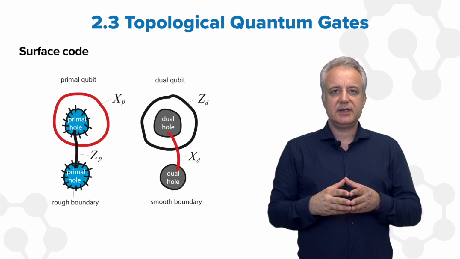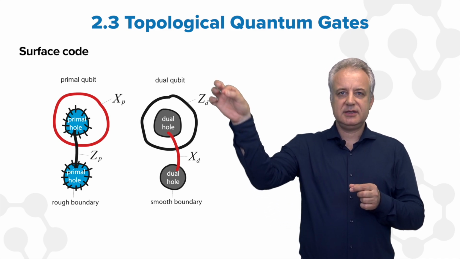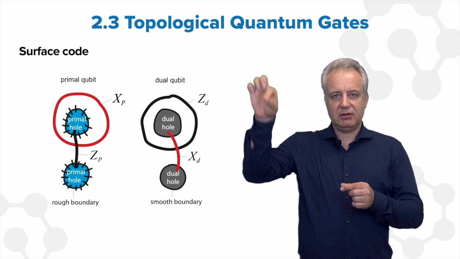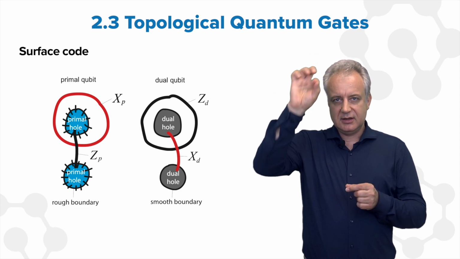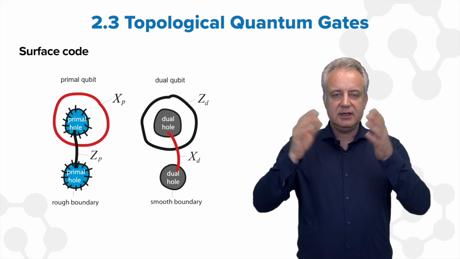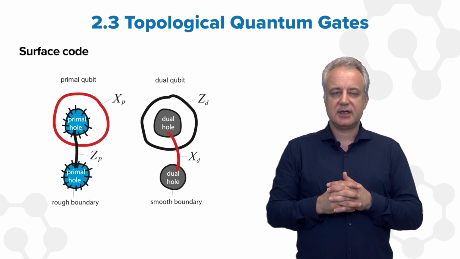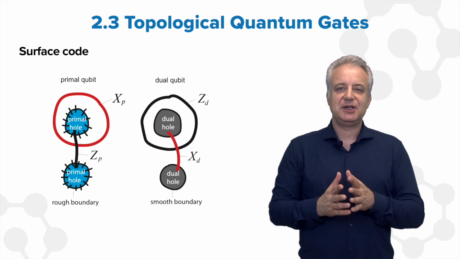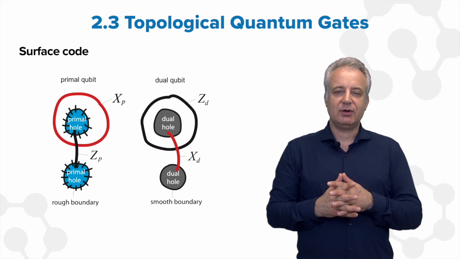For the dual qubit, it's the other way around. So here the Z wraps around the hole and the X moves between the holes. Okay, so in our setting, these are the encoded Pauli operators. Please remember that we will use this information in a critical way. It's going to be very important for our scheme.